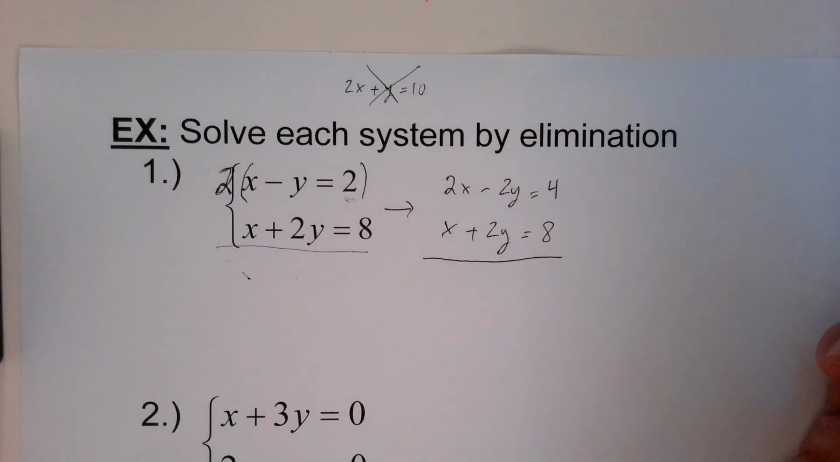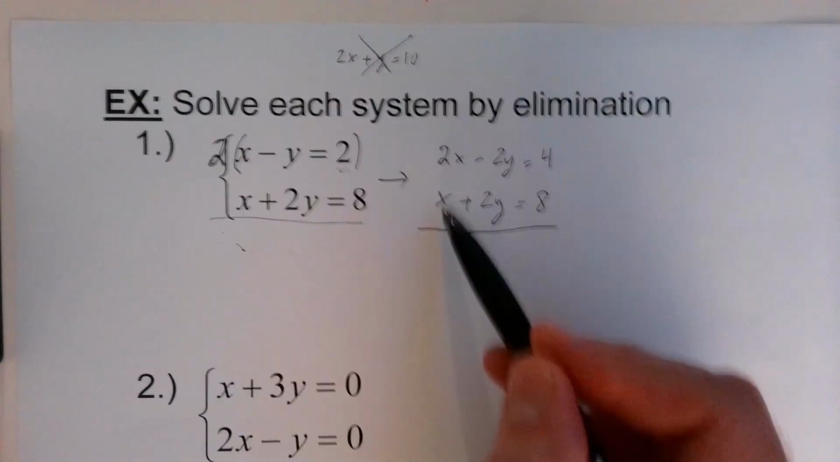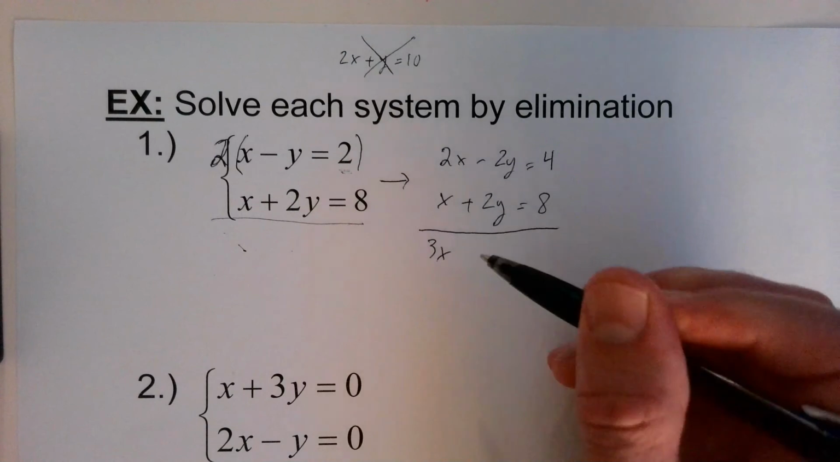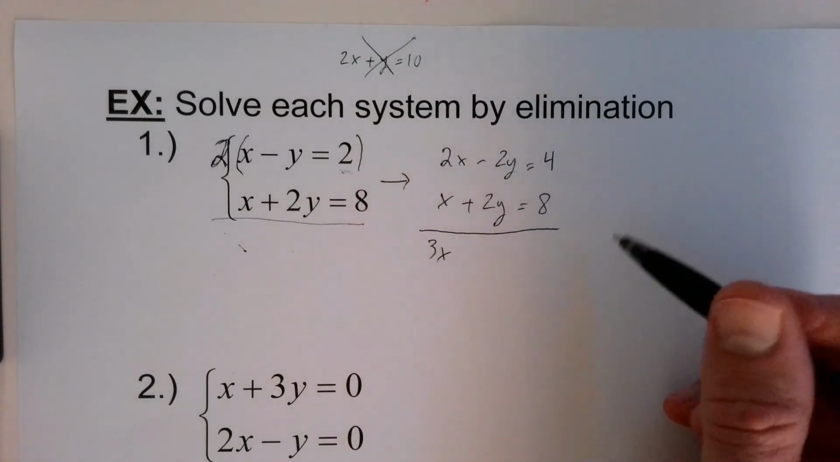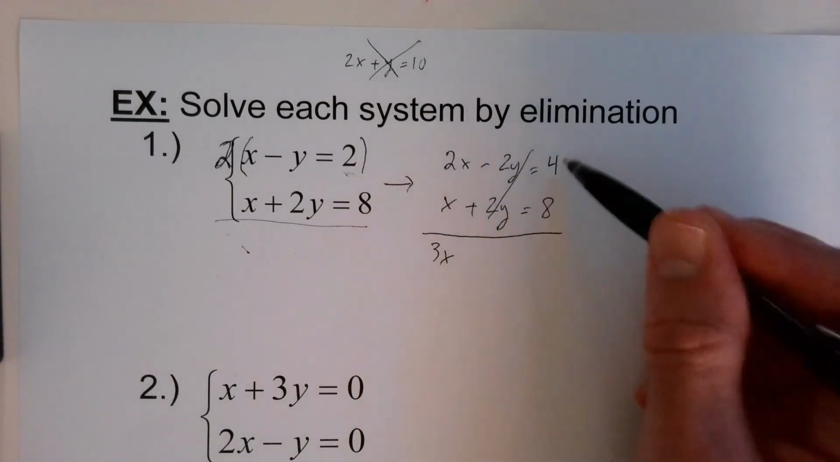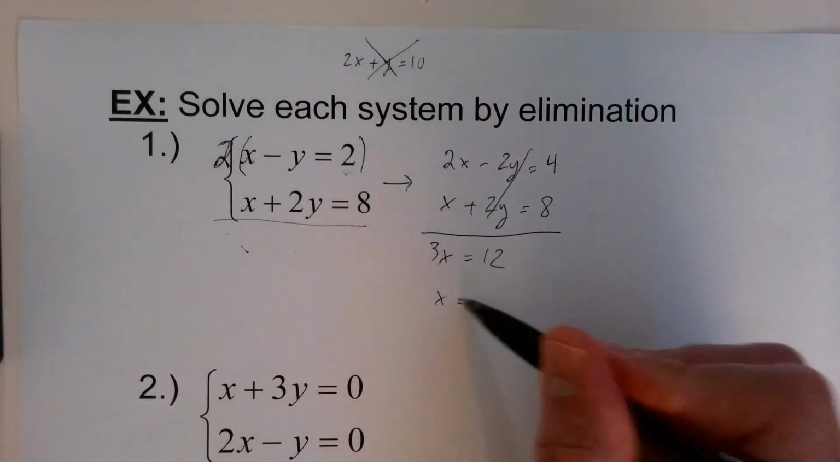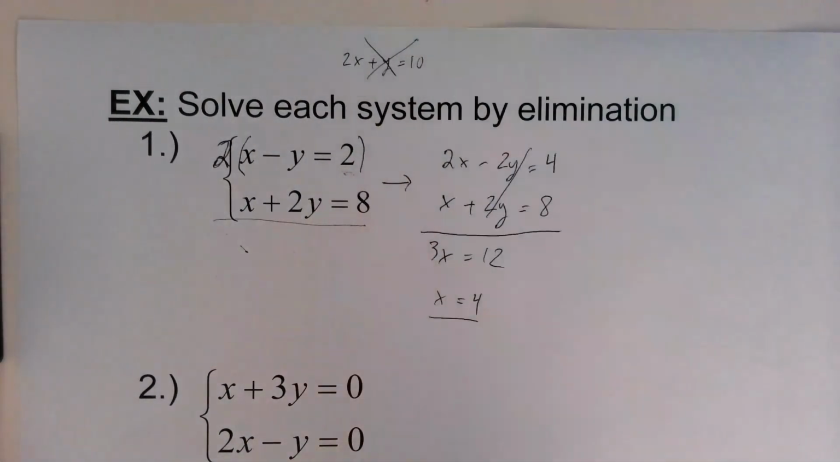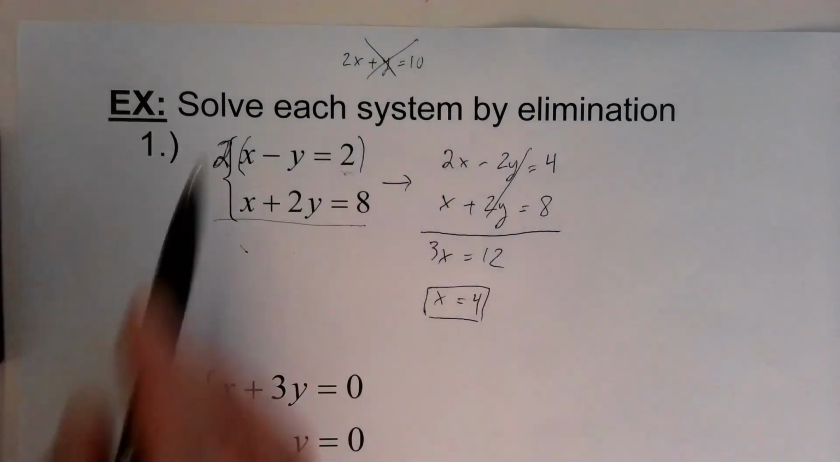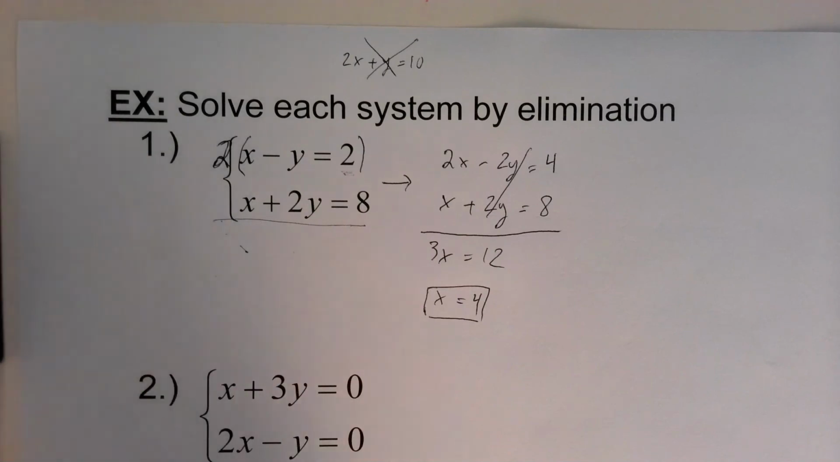Okay, so now let's see what happens. If I add those together, I get 3x. And if I add these together, those cancel. Add those together, I get 12. Divide by 3. All right, we get x equals 4. Now what we can do is go to any part of our equations, plug in a 4 for x, and then solve for y.